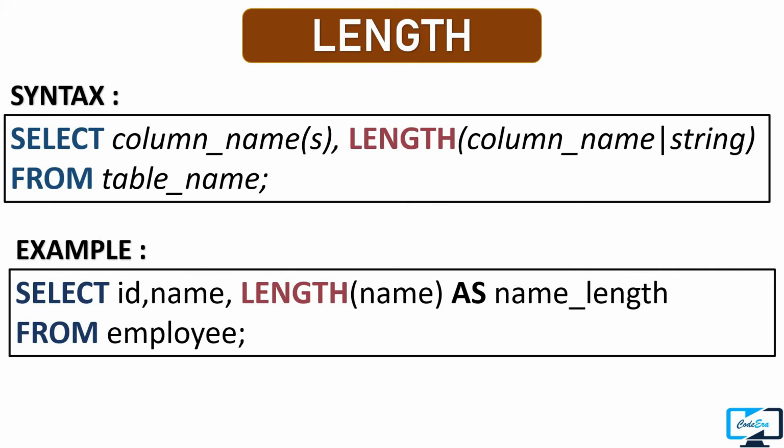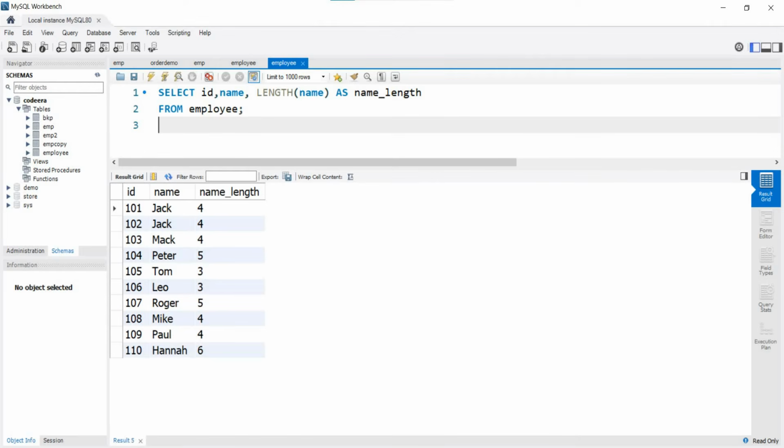So let's execute this query and check out the results. So in the output we have ID, name and the length of the name. So this is how the length function works.